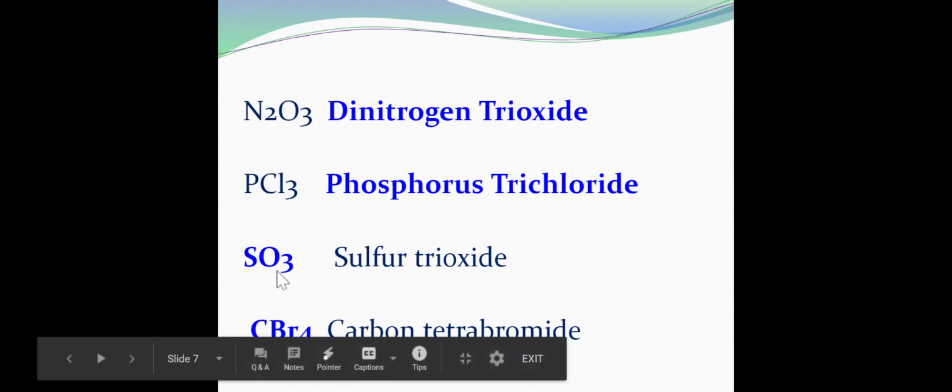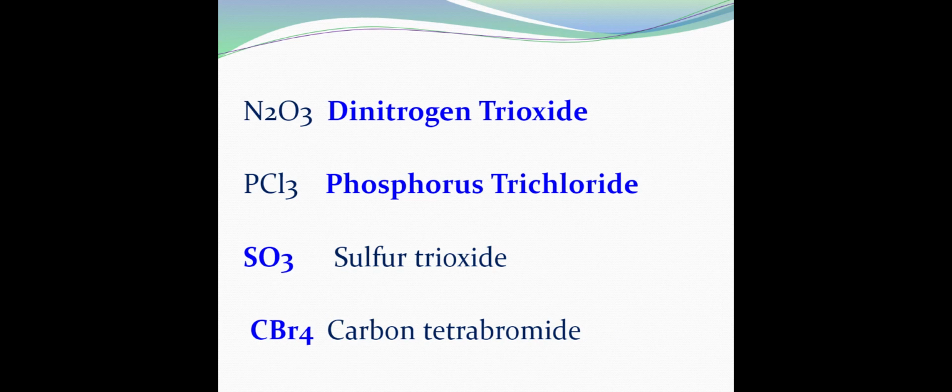So this SO3 is sulfur trioxide. This is CBr4, which is carbon. Four is tetra, and the Br is bromine, and we change it to bromide. It always takes practice.